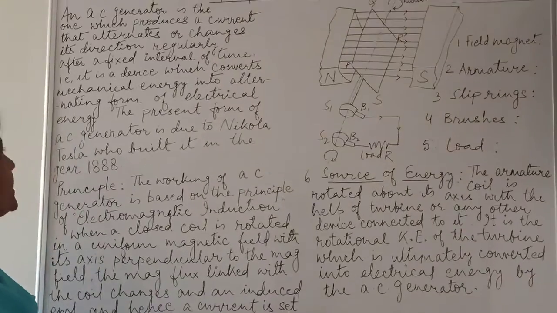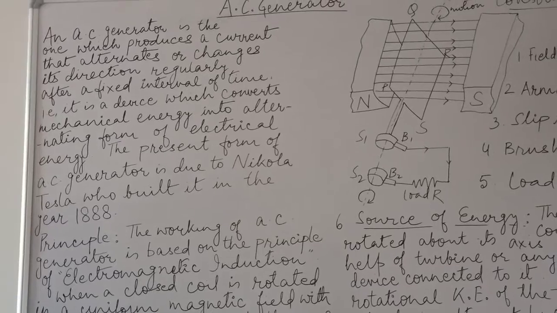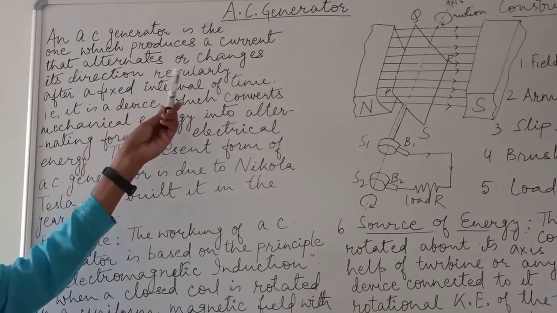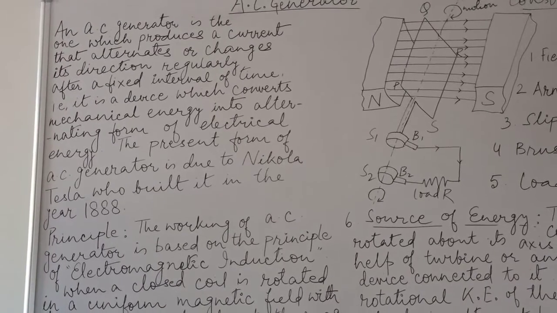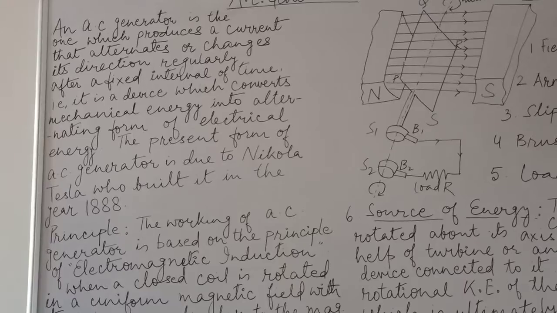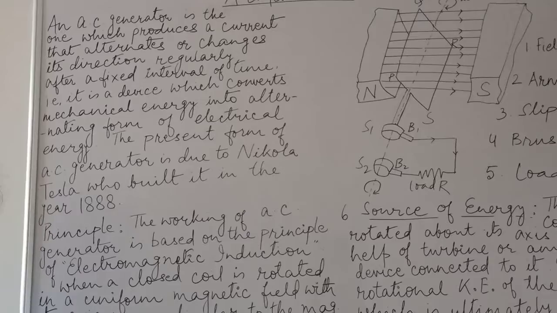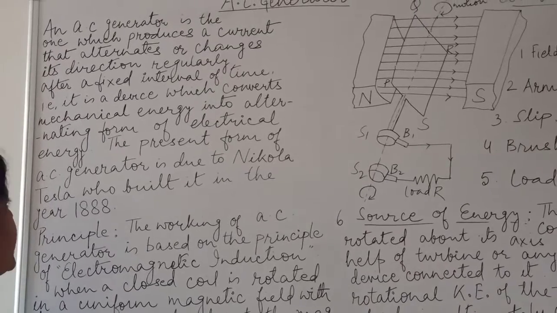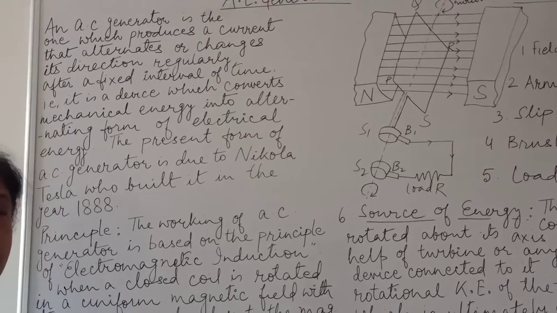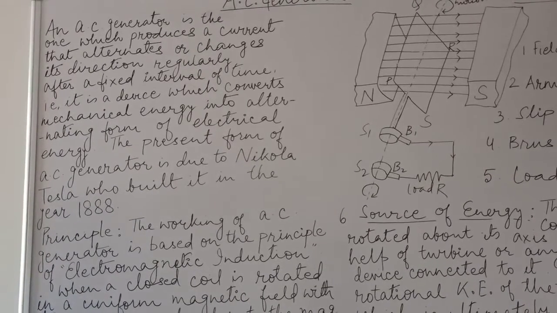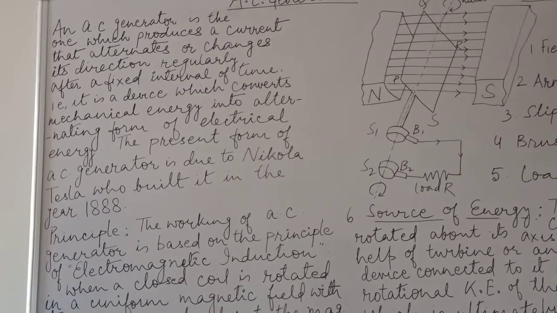An AC generator is the one which produces a current that alternates or changes its direction regularly after a fixed interval of time. That is, it is a device which converts mechanical energy into electrical energy. The present form of AC generator is due to Nikola Tesla, who built it in the year 1888.